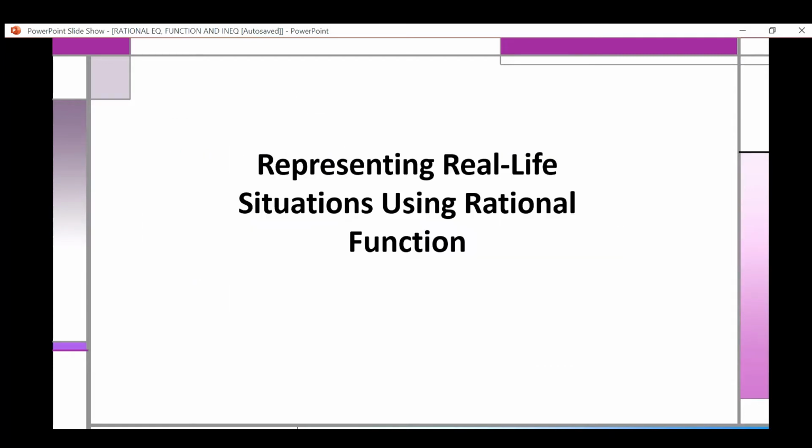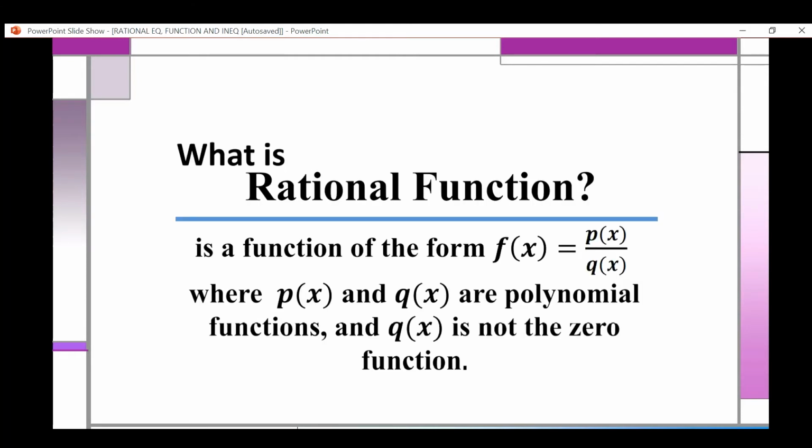Okay, so let's have the first learning competency, which is representing real-life situations using rational function. So, before we can represent a rational function, define muna natin. So, what is a rational function? A rational function, class, is in the form f of x equals p of x over q of x, where p of x and q of x are polynomial functions and q of x is not a zero function. So, bawal maging 0 si q of x kasi magiging undefined yung function natin.